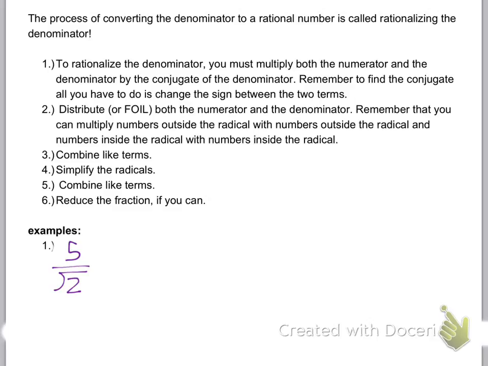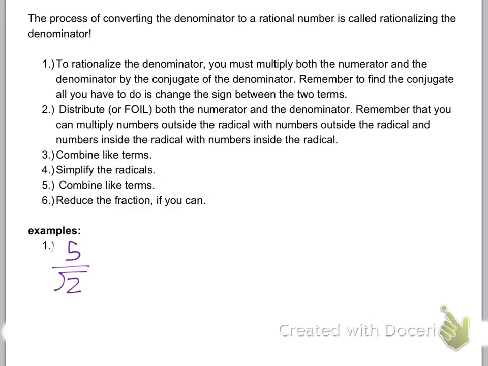If you look at the problem below, it's 5 over the square root of 2. There is no plus or minus going on. It's a single term, so it's going to be slightly different, a little bit easier than these steps here, but you can follow them the same exact way.